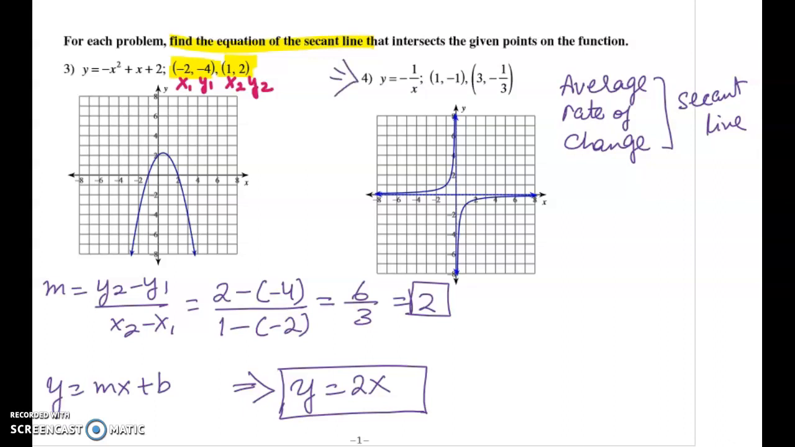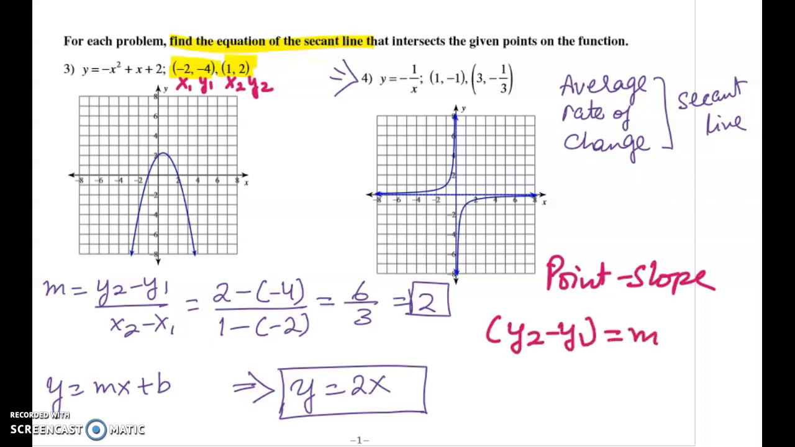But for question number 4, the way the graph is, instead of using the slope-intercept form, you might have to use the point-slope form to write the equation of a line. What is the point-slope form? y2 minus y1 is equal to m times x2 minus x1. Give it a try. I hope it makes sense.